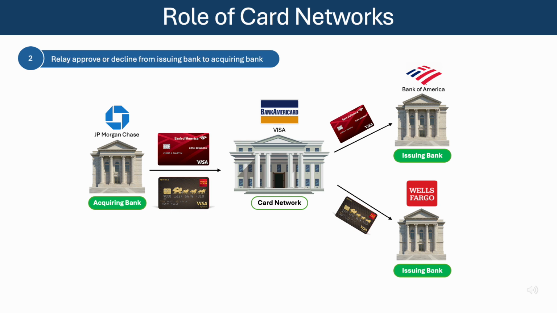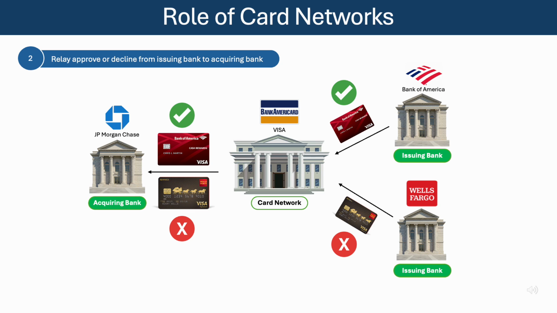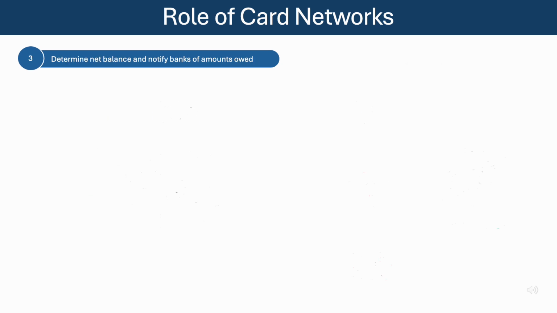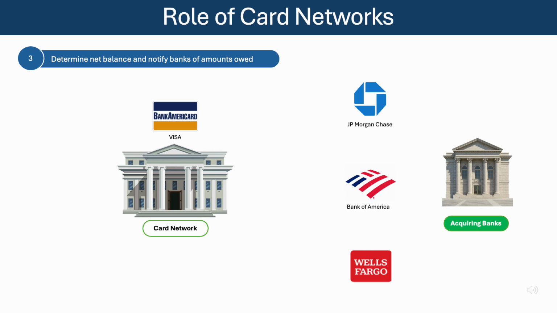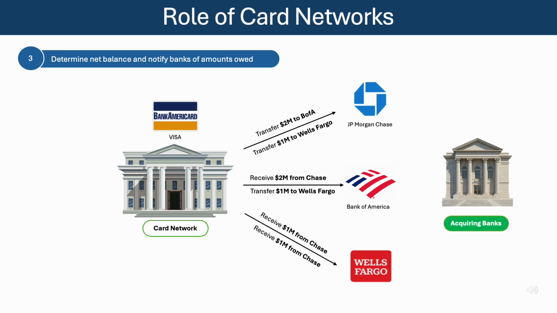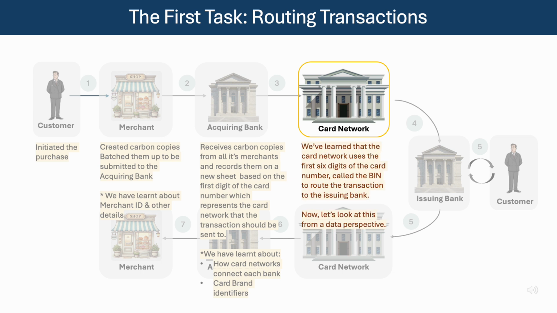Second, once the issuing bank approves or declines the transaction, the card network receives that response and relays it back to the acquiring bank. And third, the card network calculates how much each bank owes, or is owed, and helps settle those amounts. We've learned that the card network uses the first 6 digits of the card number, called the BIN, to route the transaction to the issuing bank. Now, let's look at this from a data perspective.